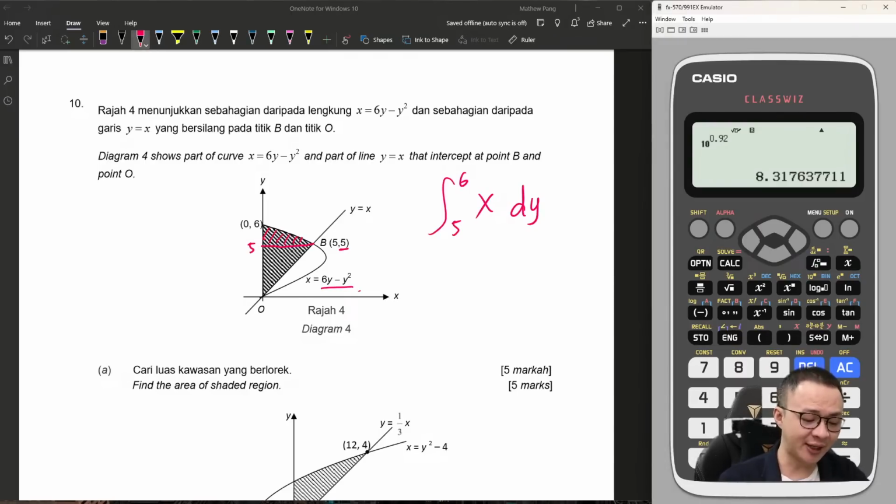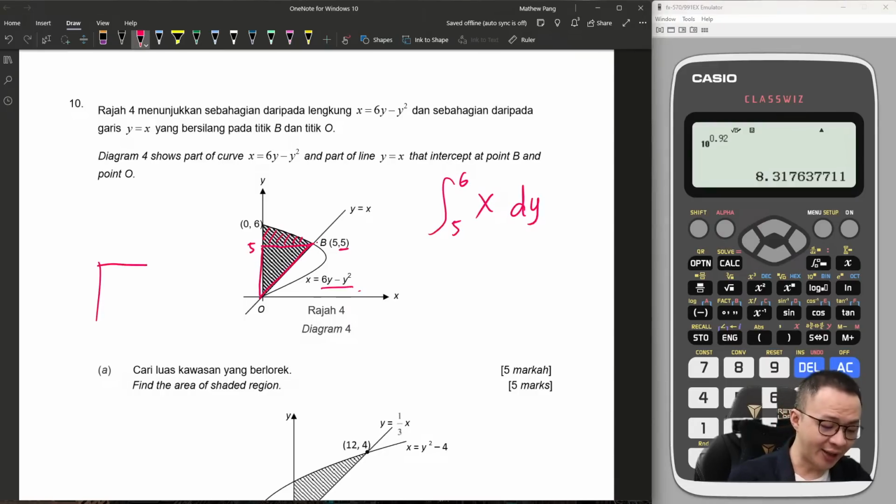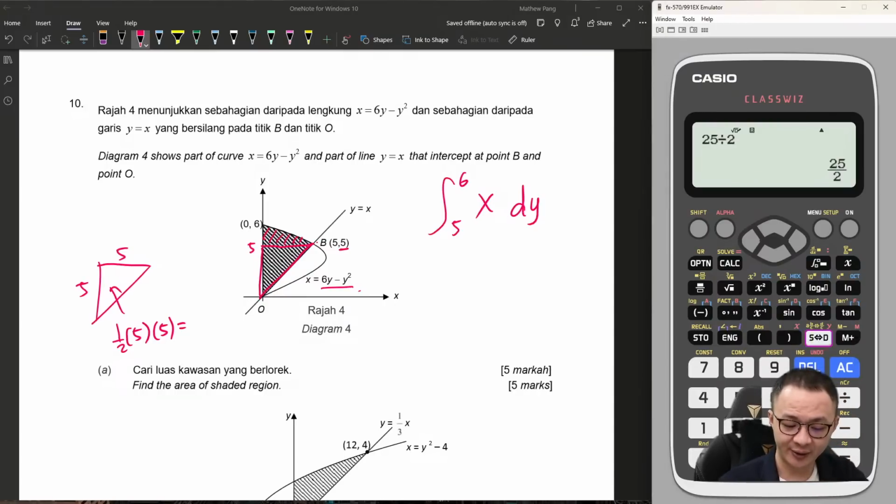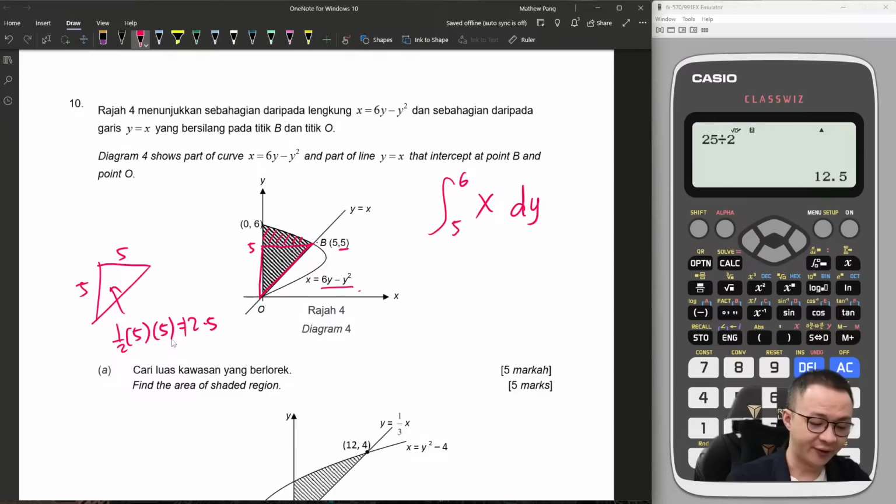So if I do it like this, I literally get the shaded area. And then you see carefully here we have a triangle, right? So this triangle, here is 5, here is 5 also, right? So the area of the triangle is quite easy to find. Half times base times height, which is 12.5. Isn't it? 25 over 2 is 12.5, right? Yeah, so it's 12.5. So the area of the shaded region is this one plus 12.5. This 12.5 is because of the area of the triangle.